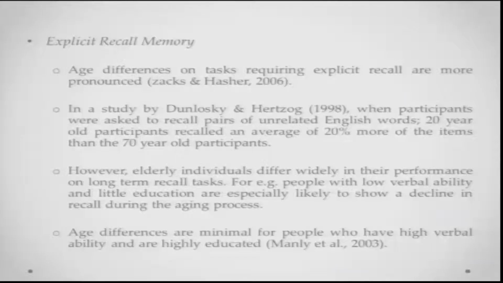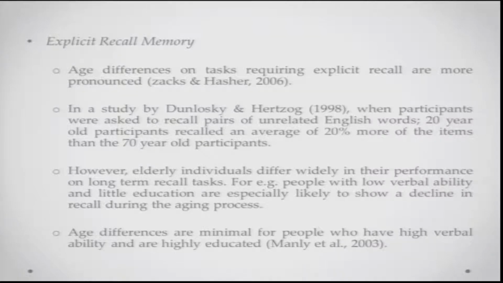But this one was about explicit recognition memory. Now, explicit recall memory basically shows a lot of age differences. They are very marked age differences. In a study by Dunlosky and Hertzog, when participants were asked to recall pairs of unrelated English words, 20-year-old participants recalled an average of 20% more than the 70-year-old participants.